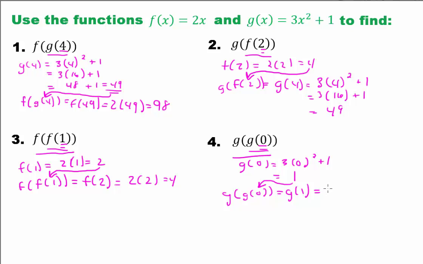So we replace that value g of 0 with 1, and so we're evaluating the function g at 1. So this will be 3 times 1 squared plus 1, which is just 3 times 1 plus 1, which is 3 plus 1, which is 4. So g of g of 0 is equal to 4.